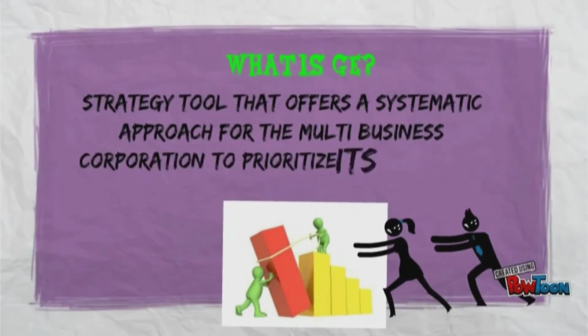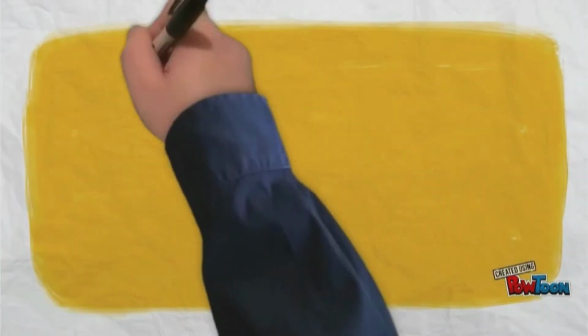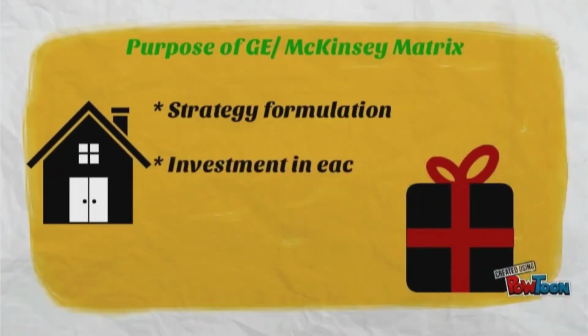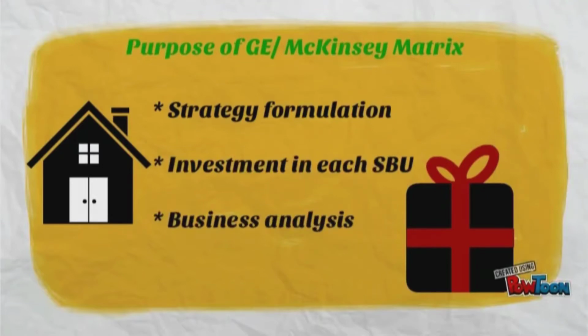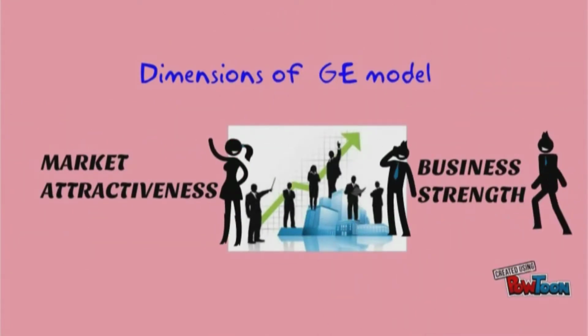The GE Matrix is a strategy tool that offers a systematic approach for the multi-business corporation to prioritize its investment among its business units. The main purpose of the GE model is to analyze the current portfolio of business units and their positions compared to others. The second purpose is to develop growth strategies for each individual business unit by adding new products and businesses to the portfolio, and to decide the business units to be sold or invested in more to exploit future opportunities. Here, the two dimensions used are market attractiveness and business unit strength.